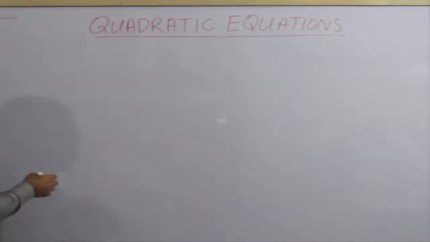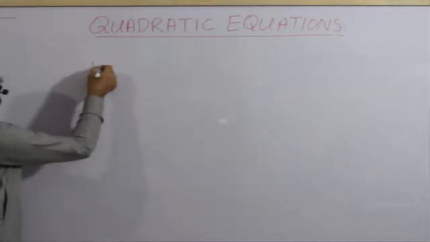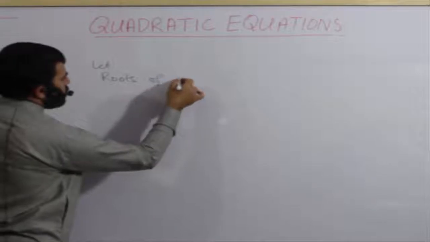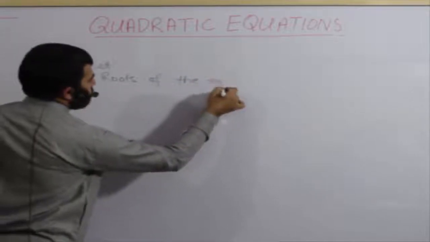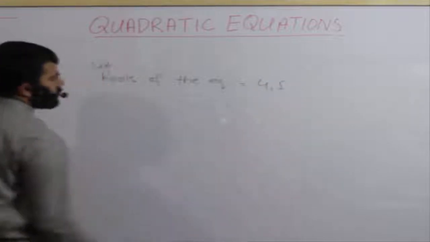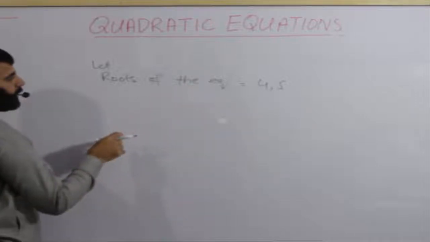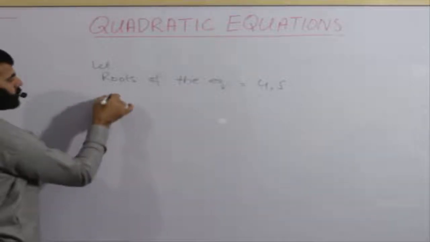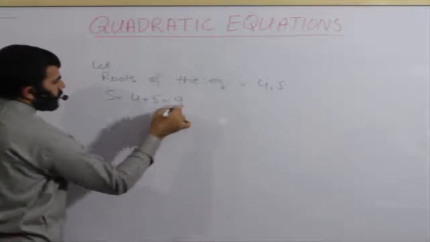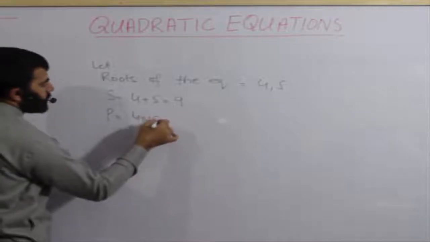Now we are going to study how to get a quadratic equation if we are given the roots. Let the roots of the equation be 4 and 5. We are asked to calculate the equation whose roots are 4 and 5. Now we are going to add them and multiply them. So the sum of roots is 4 plus 5, so we get 9. And the product of roots is 4 times 5, that is 20.